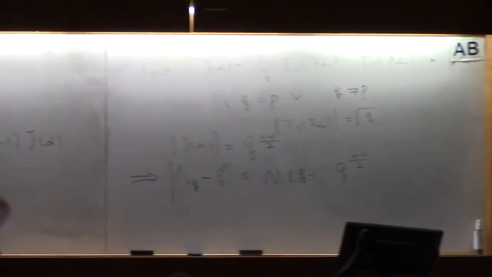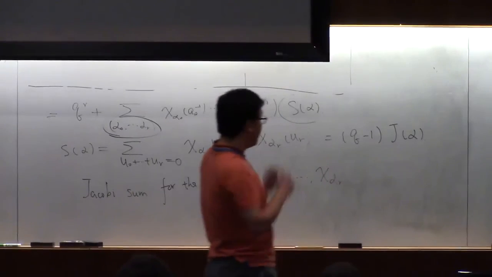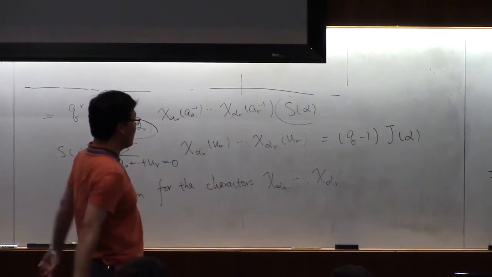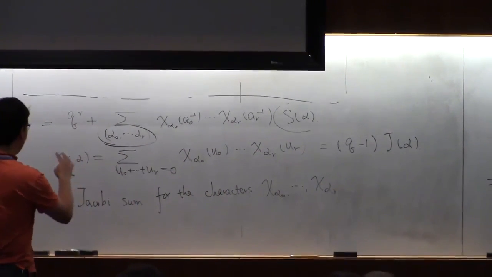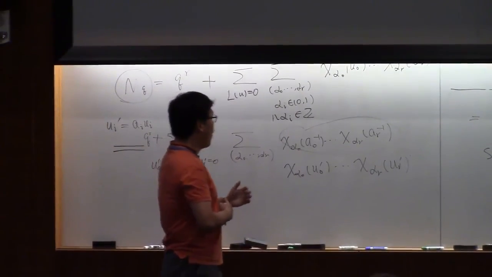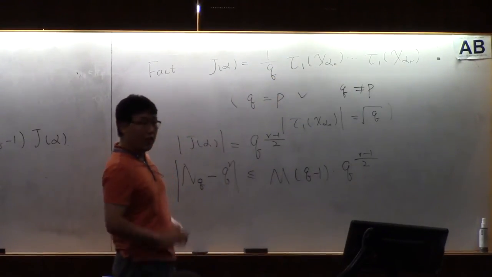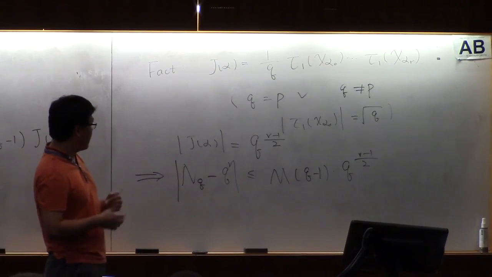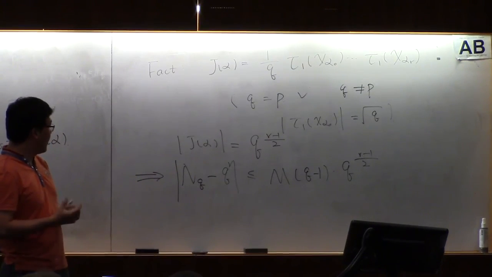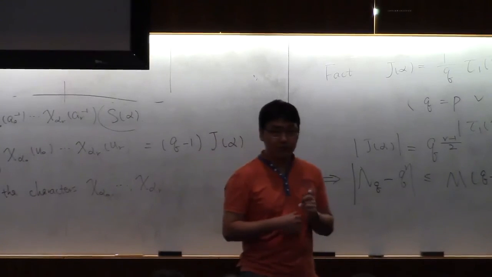So yeah, I think I have to stop here. So today I just used this example to show the relation between the number of solutions to a homogeneous equation and the estimation of the Gauss sum or the Jacobi sum. So tomorrow I will continue with the definition of the zeta function.